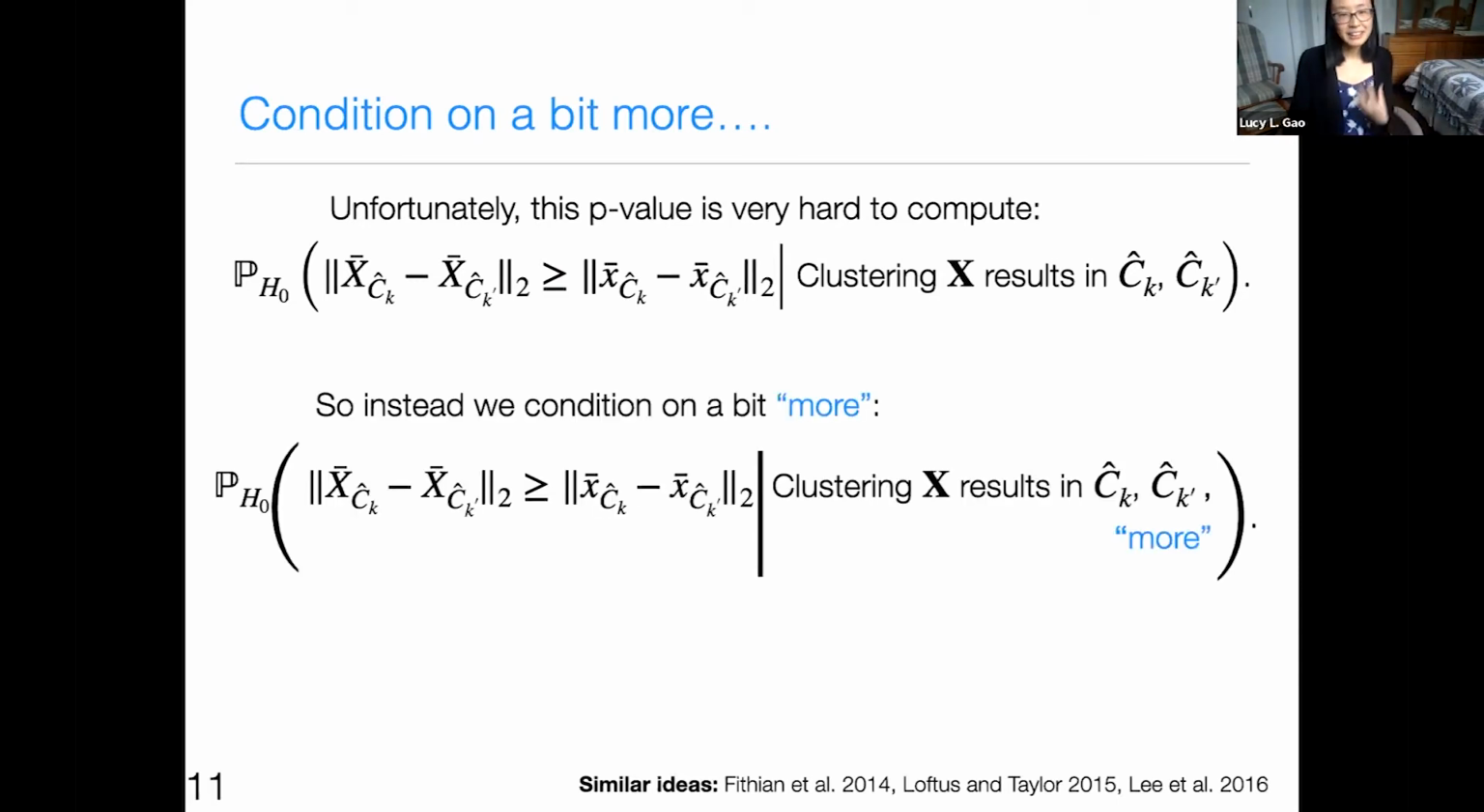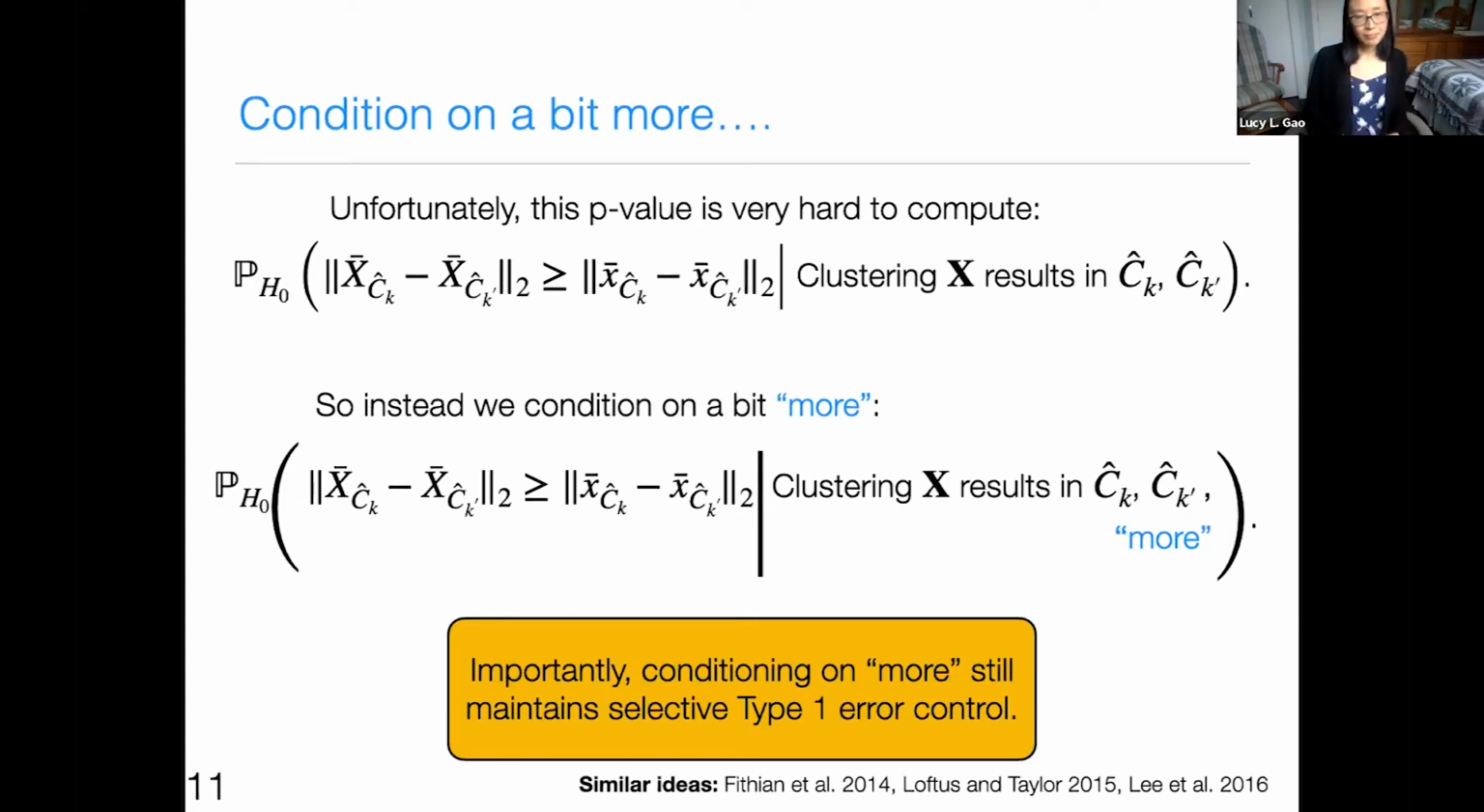So instead, our idea is just to condition on a little bit more information. The motivation for this is if we're clever about what kind of extra stuff we pick, we can make our computation a lot easier. And crucially, even though we're conditioning on more, we're still going to be able to control selective type 1 error.